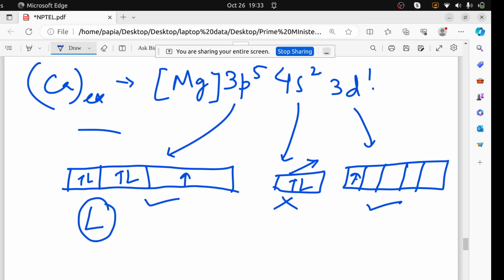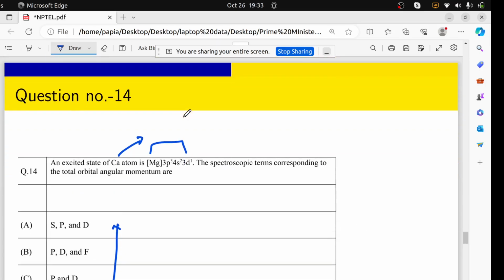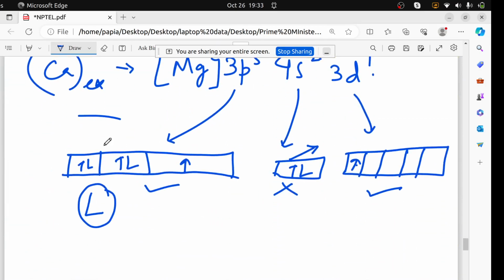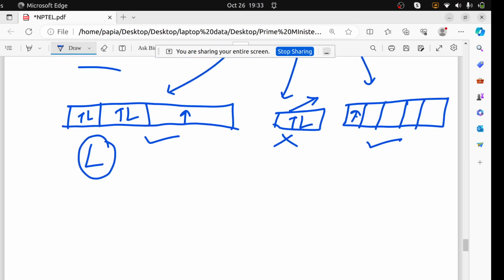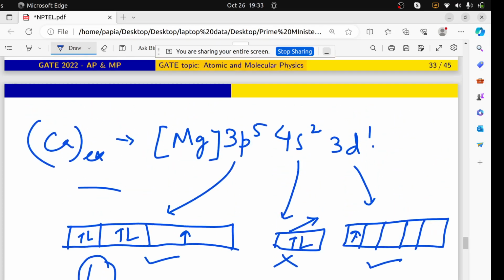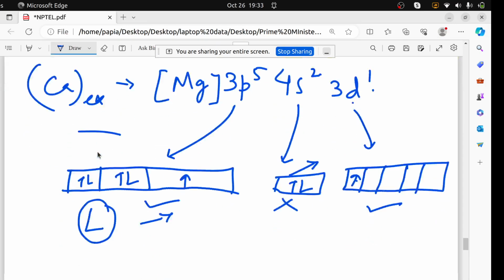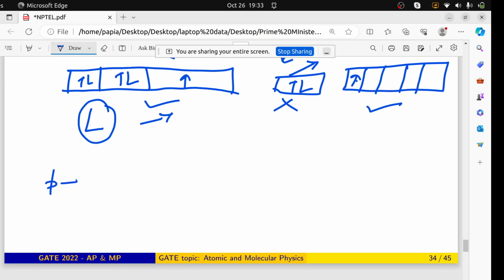But it will not give 0, this is also not giving 0. So in that question they are asking what will be the total orbital angular momentum spectroscopic terms. So we have to check what will be the possible value of L in that case. Now see, our L has the contribution from P as well as from D. So if we are talking about P, so P means what? Our L1 is 1. From D, L2 is 2.